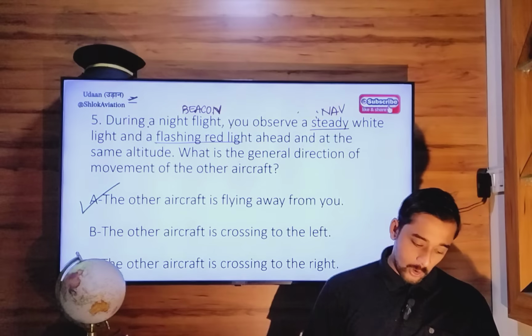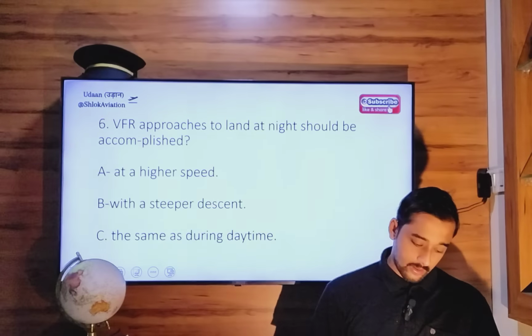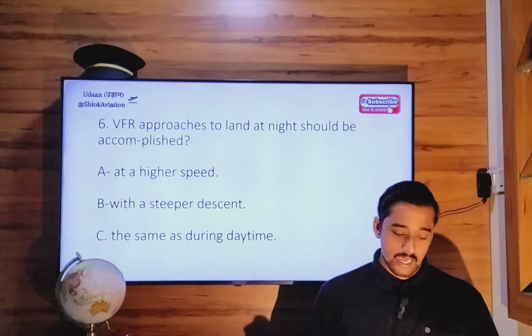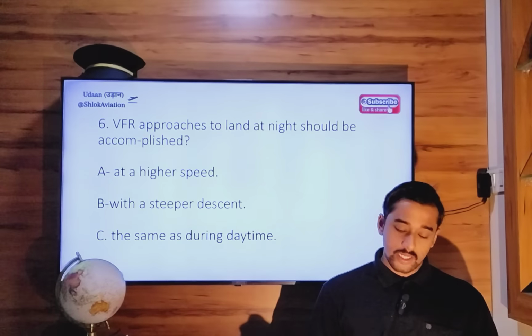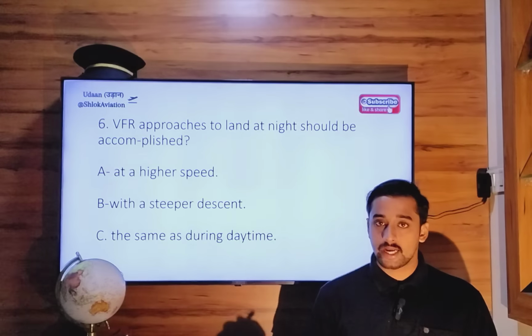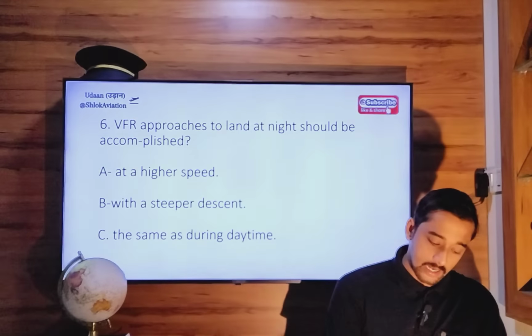So another very important question. Next, question number 6. VFR approaches to land at night should be accomplished at faster speeds with a steeper descent or glide slope, the same as during daytime. So very important practical question.